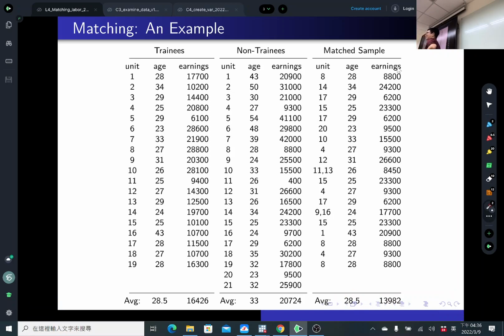Yeah, it's hard. But the point is we try to make the characteristics as close as possible to the treatment group's characteristics.